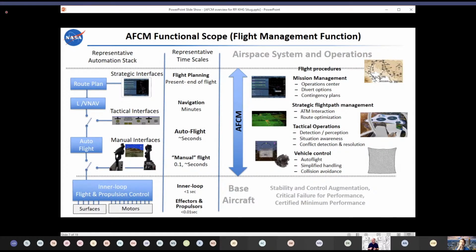So could be things like envelope protection or protection against imminent external hazards, collisions with another vehicle or terrain, for example. And then finally, on the left side of the chart, just shows how these functions typically map against today's aircraft. Don't interpret this as reflective of the sorts of interfaces that we expect to have on these urban vehicles.